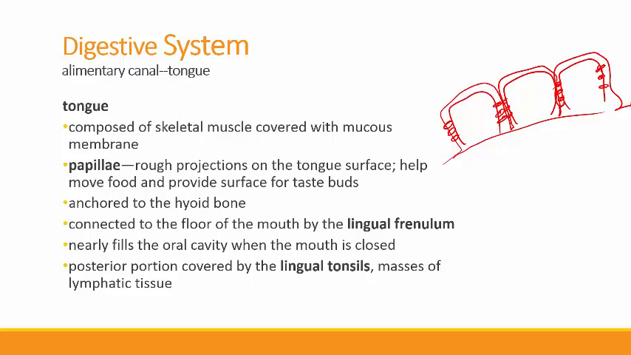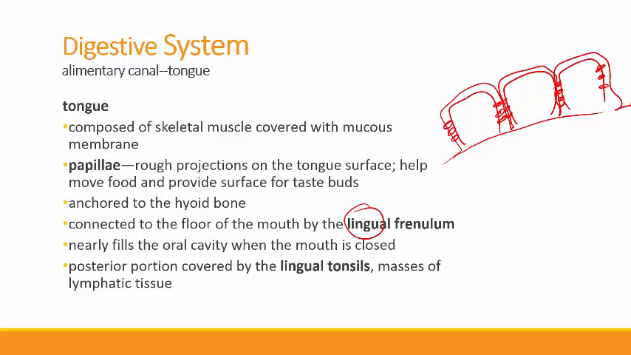The tongue is anchored back to the hyoid bone, deeper in the cervical region. It connects to the floor of the mouth by a membranous structure called the lingual frenulum. Lingua means tongue. If you look in the mirror, holding your tongue up, that thing that connects the tongue down to the floor of the mouth, that's the lingual frenulum.